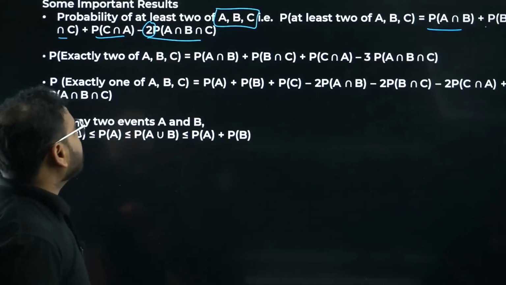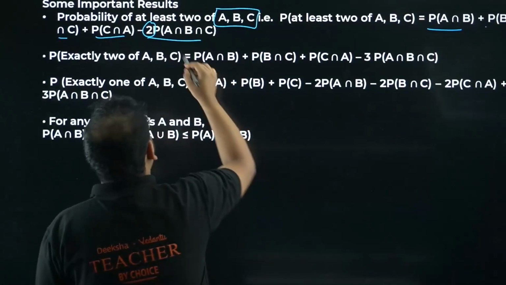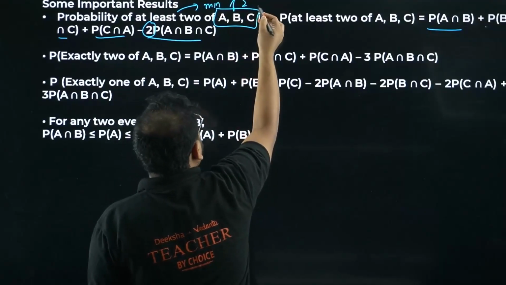Now we want not at least two, only two, exactly two, because think about it, when I say at least two, I mean a minimum of two, even more is okay.